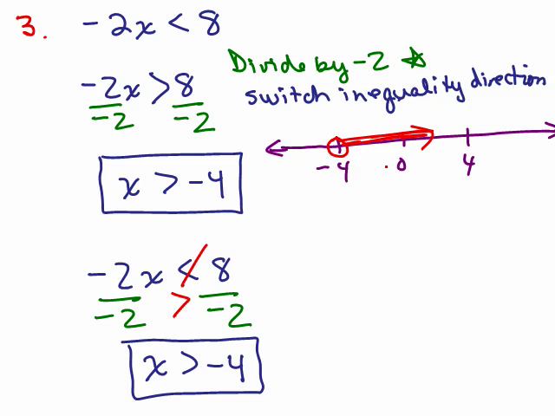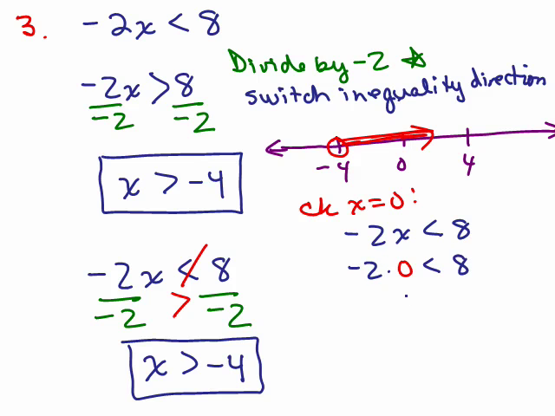Let's make sure that 0 is really a solution. Check x equals 0 in the original problem, which was negative 2x is less than 8. So we're going to plug in 0. Negative 2 times 0 less than 8 says 0 is less than 8, which is true, so I do have it going the correct direction.